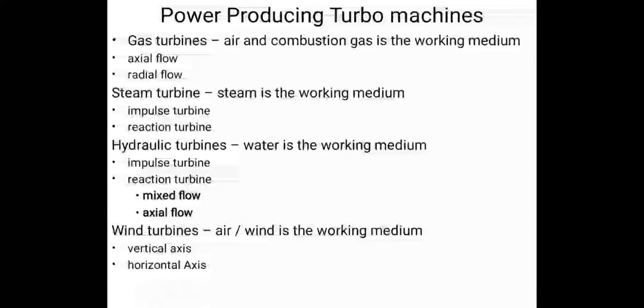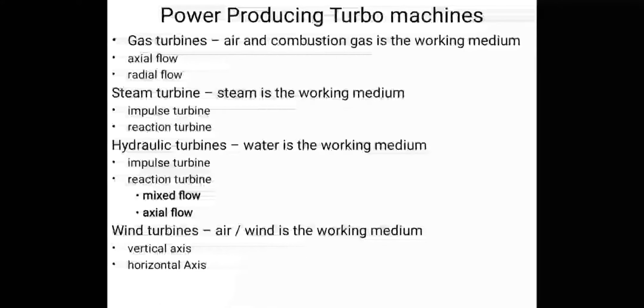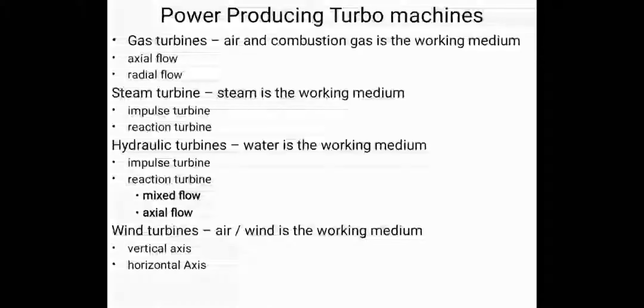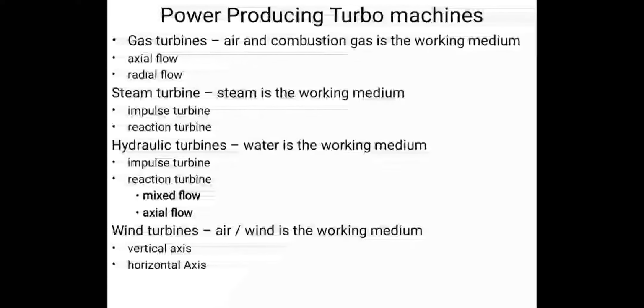Next are power producing turbo machines. The examples are gas turbines, in which air and combustion gas is the working medium. Gas turbines are classified as axial flow gas turbines and radial flow gas turbines. Steam turbine, in which steam is the working medium, and the steam turbine is classified as impulse turbine and reaction turbine.